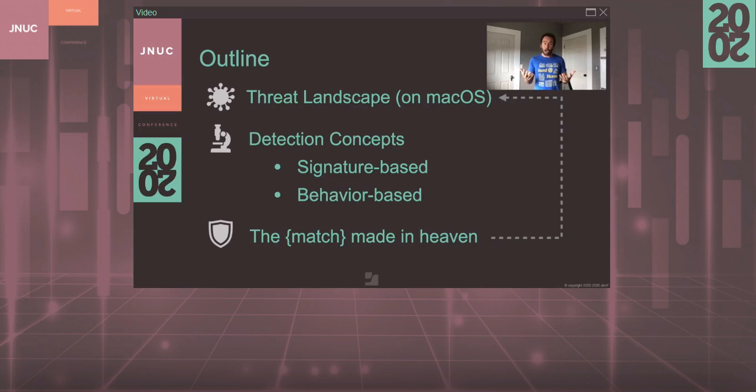Alright, so what are we going to talk about today? First, we'll discuss a brief overview of the current threat landscape on macOS. This will give us a good understanding of the threats facing both macOS users and the enterprise. Then we'll discuss how to detect these threats, focusing on two main detection concepts: signatures and behaviors. Finally, we'll show why a combination of both is really the best match, the best combination that can provide generic detections against both current and future threats.